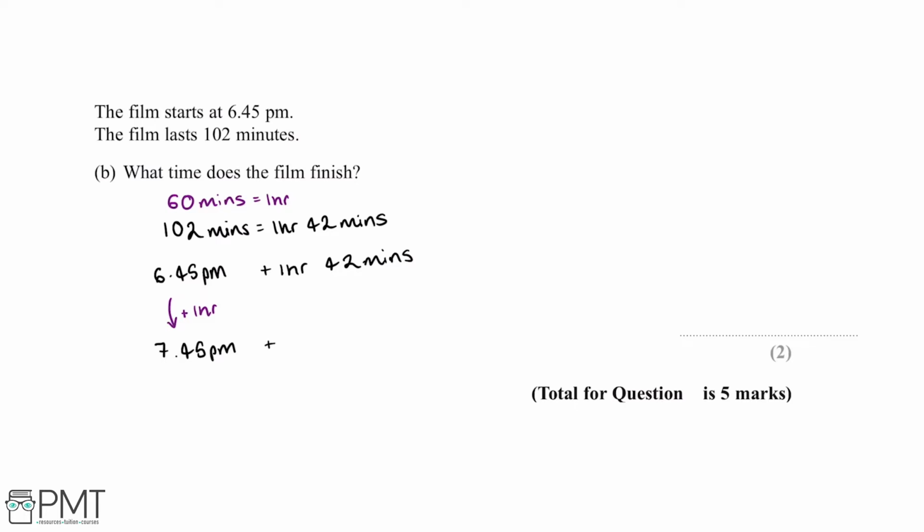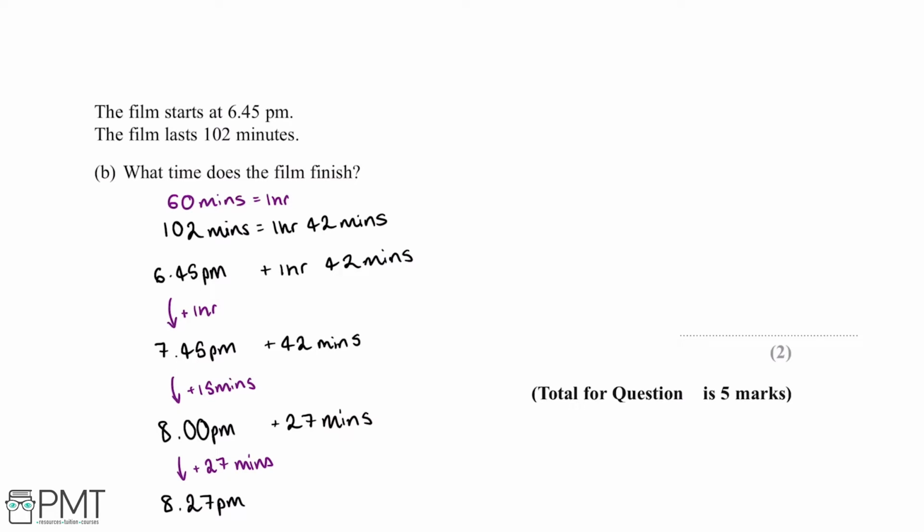And there will be 42 minutes left of the film. So the next thing we can do is add 15 minutes, and this will make the time 8 p.m. And if we do 42 minus 15, this tells us that there are 27 minutes left of the film. So now the final thing we can do is add 27 minutes to the time. And this tells us that the film finishes at 8:27 p.m.